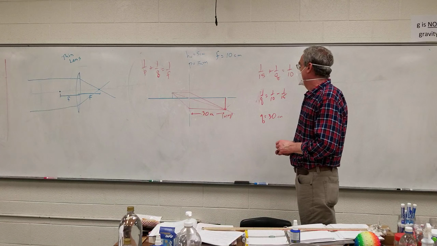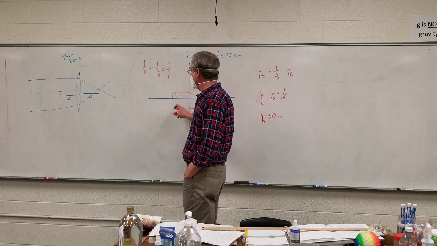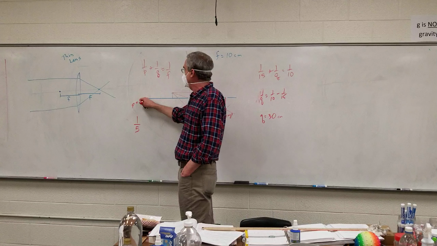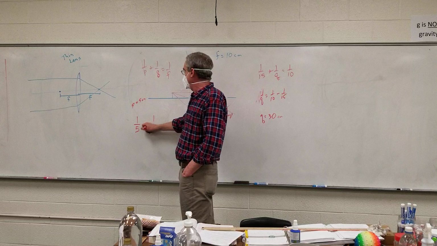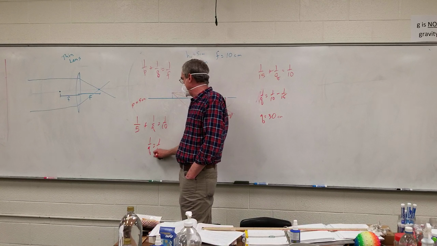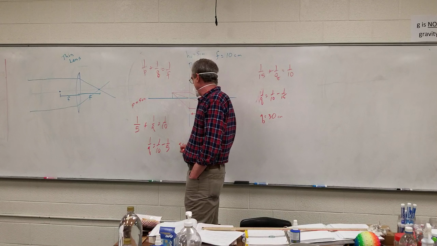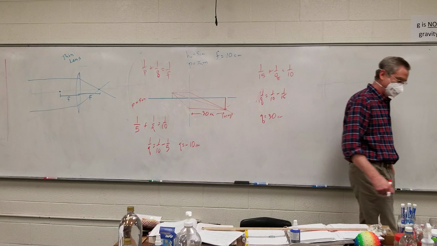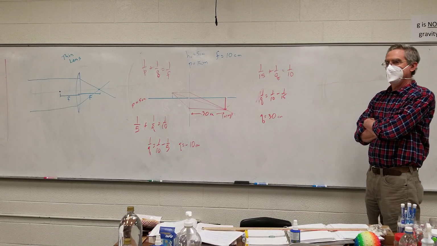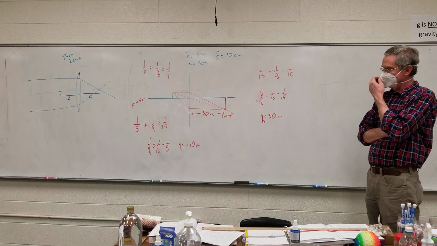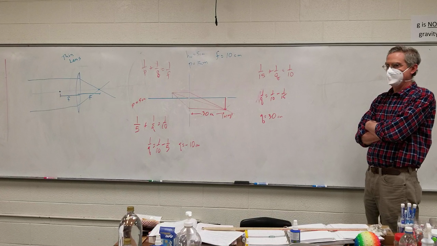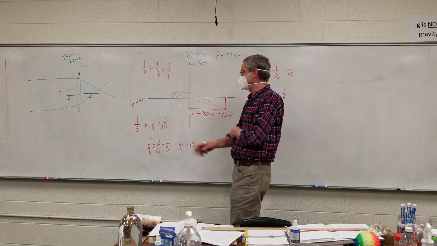Now, if we end up with a negative Q, let's say we put this thing inside the focal length. Let's put it at 5 centimeters, so P is equal to 5 centimeters. 1/5 plus 1/Q is equal to 1/10. So 1/Q is equal to 1/10 minus 1/5, and so Q is equal to negative 10 centimeters. Where's the image going to appear? Farther away. Which side of the lens? On the side of the object. It'll be over here.